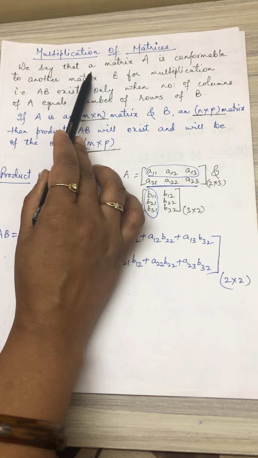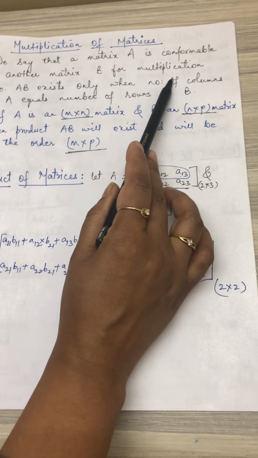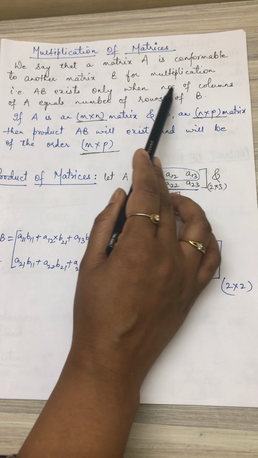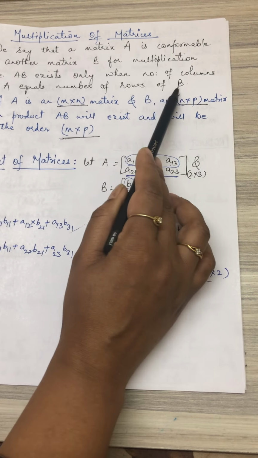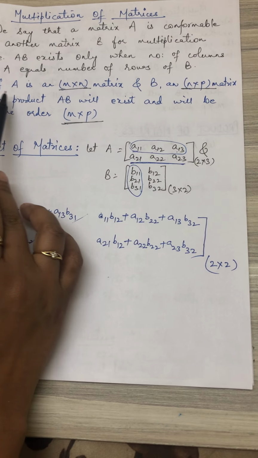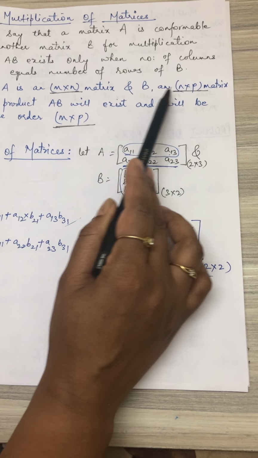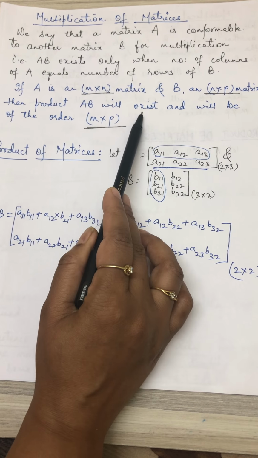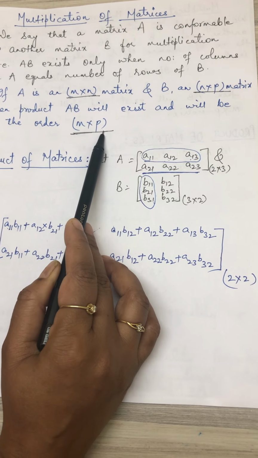We say that a matrix A is conformable to another matrix B for multiplication, that is AB exists, only when the number of columns of A equals the number of rows of B. That is, if A is an m by n matrix and B an n by p matrix, then the product AB will exist and it will be of the order m by p.